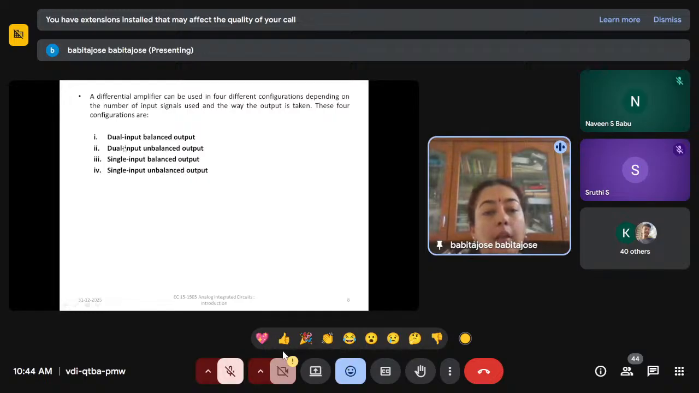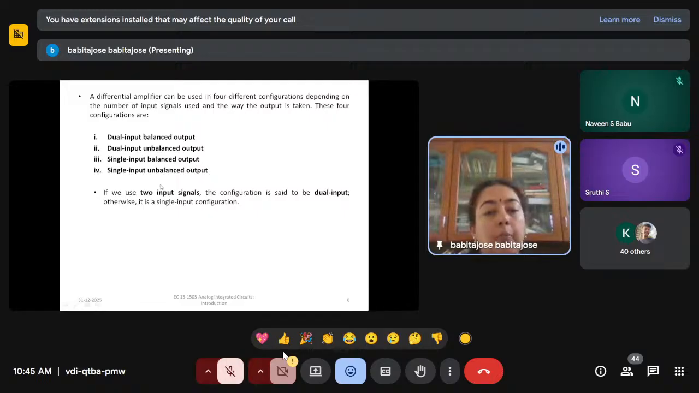So dual inputs, and the first 2 cases are dual input. Dual input means we have 2 inputs. The last 2 cases are single input. Single input means you have only 1 input, balanced and unbalanced.